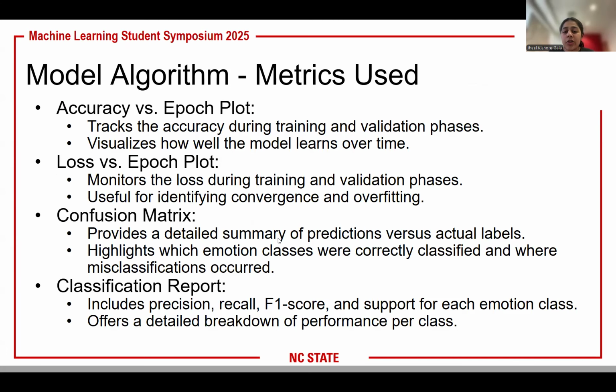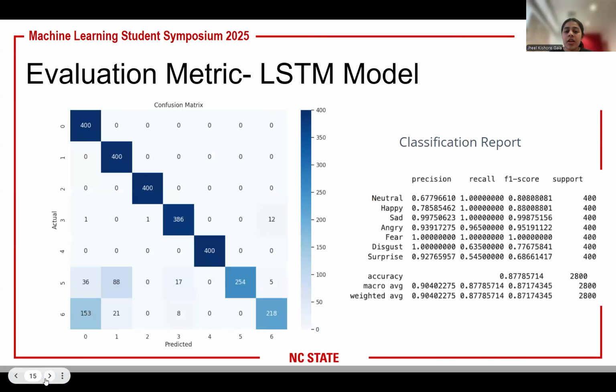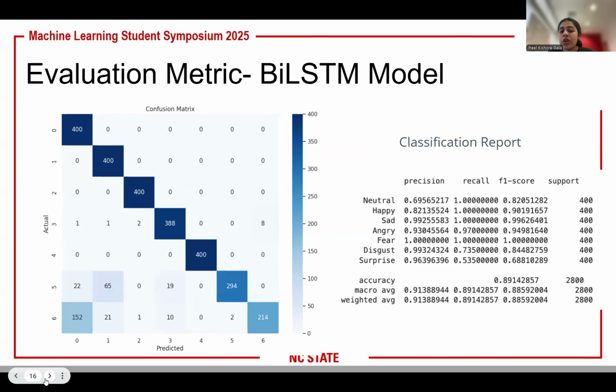We used several evaluation metrics, like the accuracy versus epoch plot, which showed the accuracy improvement over time; the loss versus epoch plot, which helps identify if the model is overfitting or converging; and the confusion matrix, which provides detailed insight into which emotions were predicted correctly or misclassified. The classification report includes precision, recall, and F1 score for each emotion class, allowing us to see how well the model performs across different emotions. Here are the classification reports for LSTM.